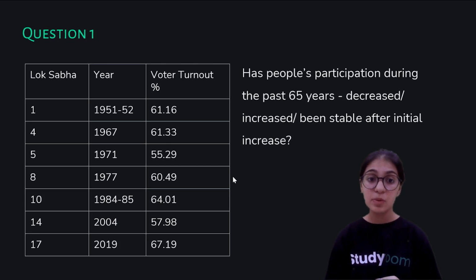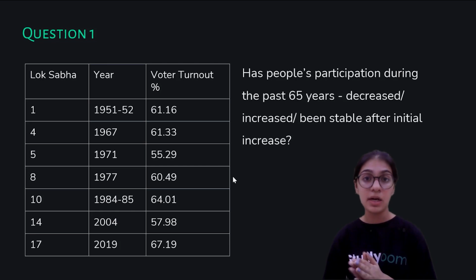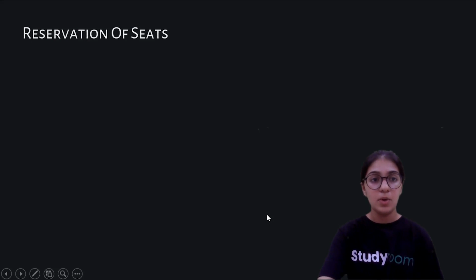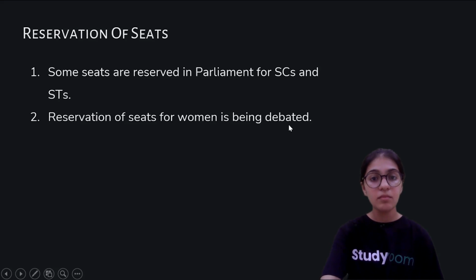In 1971, that was the lowest, which was 55.29%. People only participated in choosing the representative. 55% of people only voted for the MLA or for the MP, and the rest of them did not. Okay, moving on.